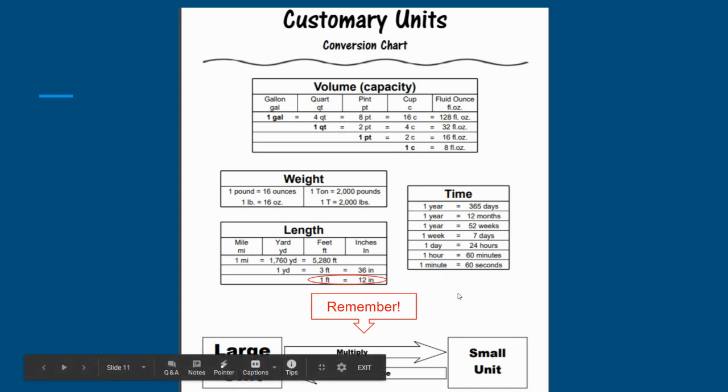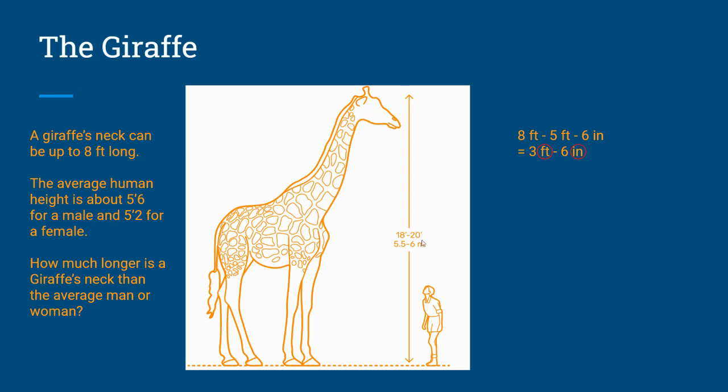Now, there's something here that you also need to remember: when we go from larger units to smaller units, we're going to multiply. But when we go from a small unit to a large unit, we're going to divide. So that's important to remember. Muy importante. All right, so let's get back to this problem.